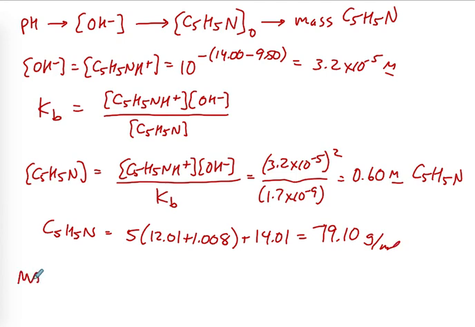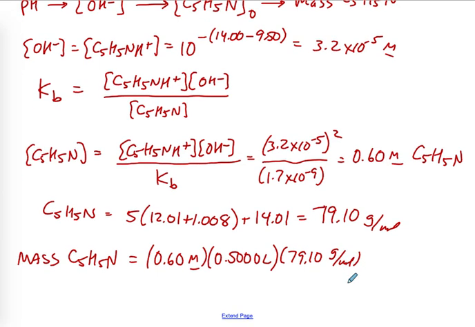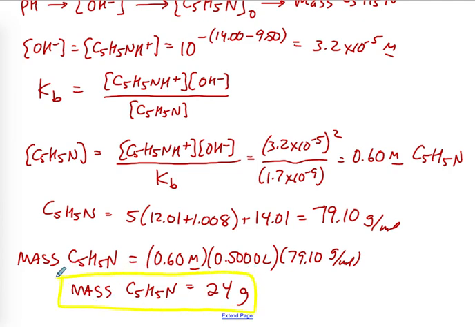So, my final step, the mass of pyridine needed to prepare a specified volume in pH is going to be equal to the molarity, 0.60 molar, times the specified volume, 0.500 liters, times the molar mass, 79.10 grams per mole. So the mass of pyridine needed is equal to, to two significant figures, 24 grams. So if I dissolve 24 grams of pyridine in enough water to make half a liter of solution, I will have a pH of 9.50.